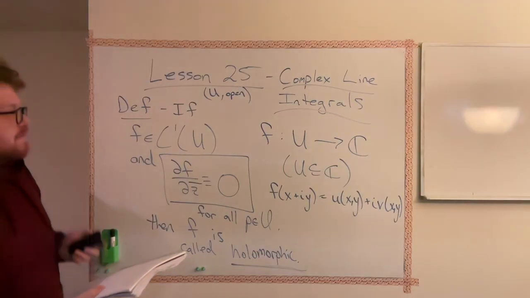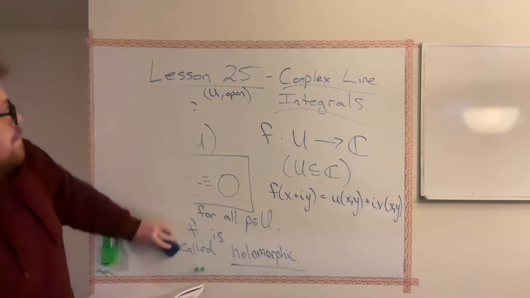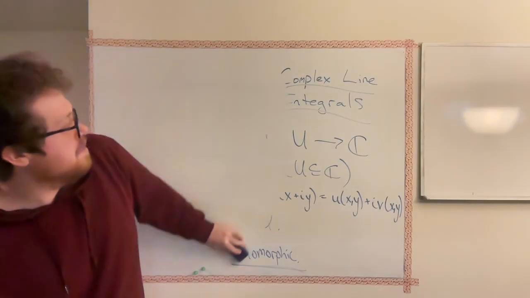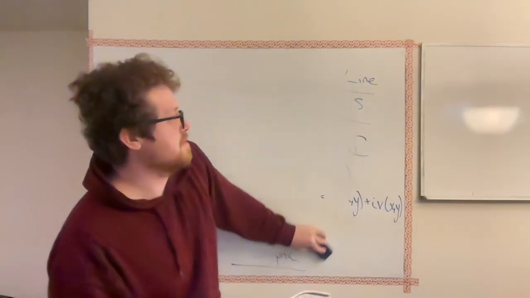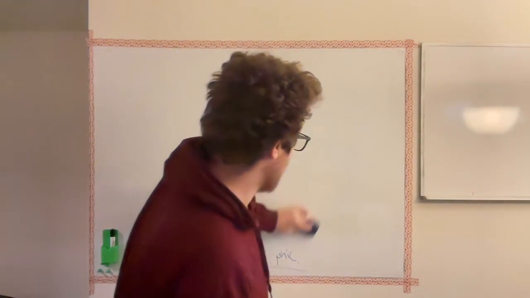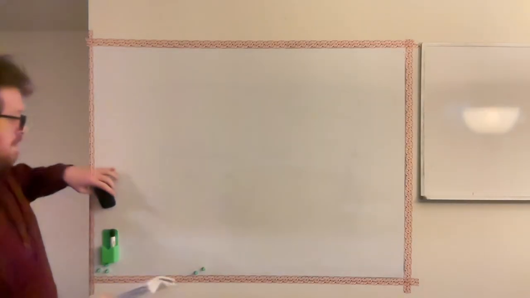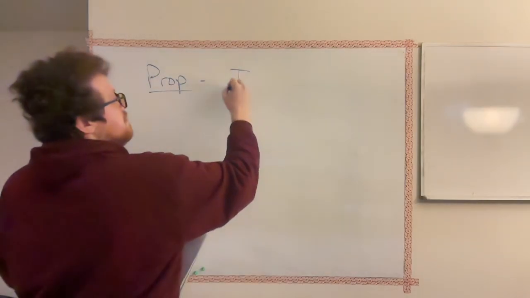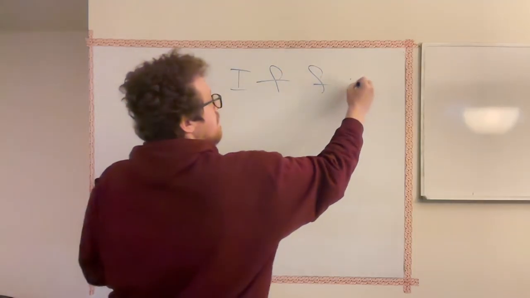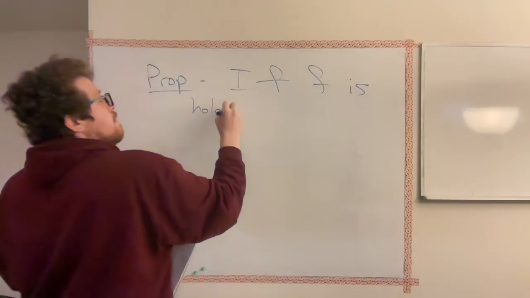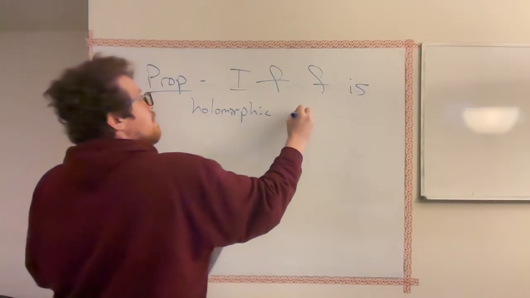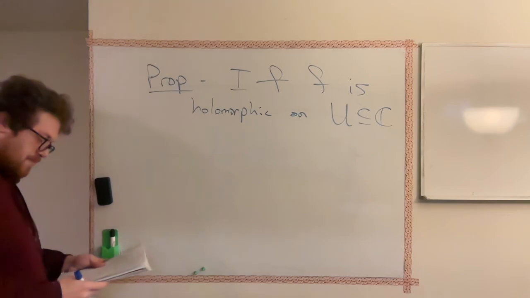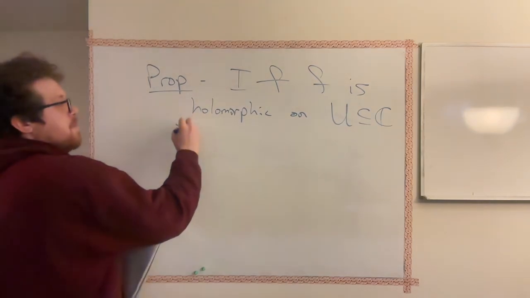So yeah, holomorphic function, and the point of this definition was the Cauchy-Riemann equations. So this definition is set up to say essentially that the Cauchy-Riemann equations are satisfied. So that's the first proposition that we went over last time. Just to remind you, if f is holomorphic on the set U inside of C, then we have both the Cauchy-Riemann equations.